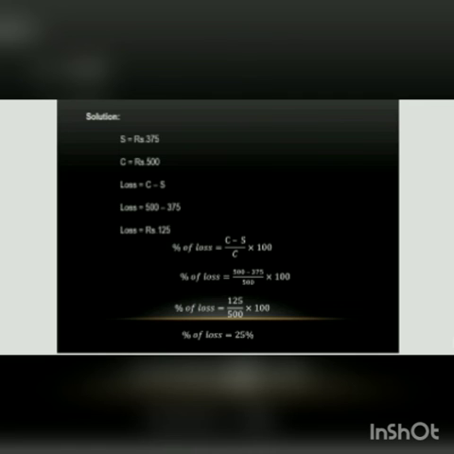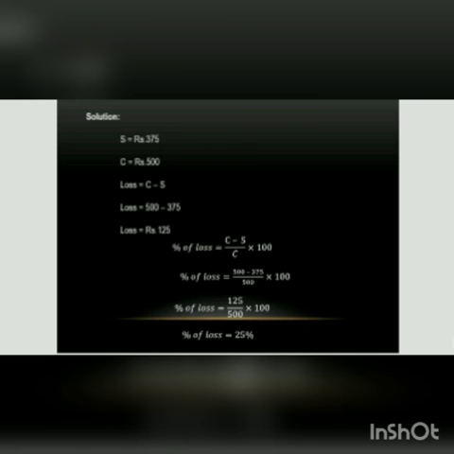Percentage of loss can be found out by dividing the difference by cost. C minus S divided by C and then multiplying the product by 100. The percentage of loss is equal to C minus S divided by C multiplied by 100. We will put the values in the formula and we will get the answer as 25%, which is the percentage of loss.